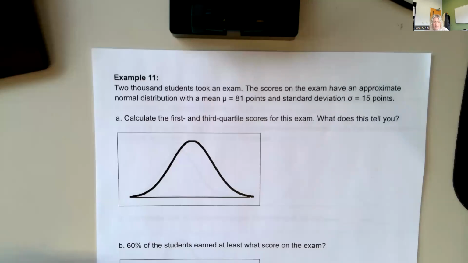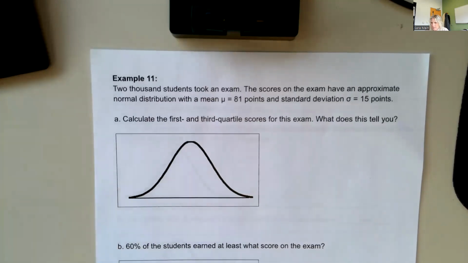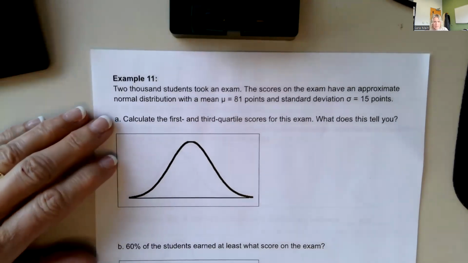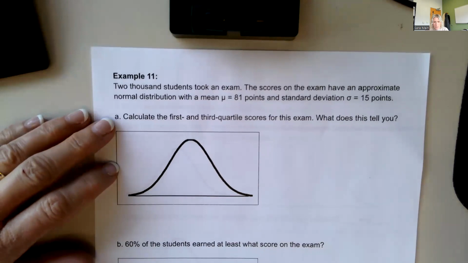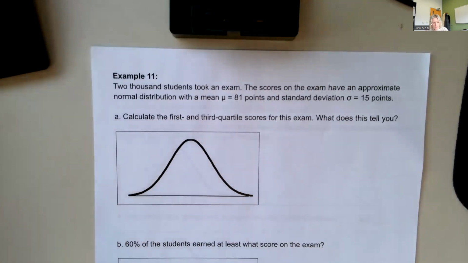Let's look at example 11. Example 11 says 2,000 students took an exam. Scores in the exam have an approximate normal distribution with a mean of 81 and a standard deviation of 15. Calculate the first and third quartiles of the scores for the exam.